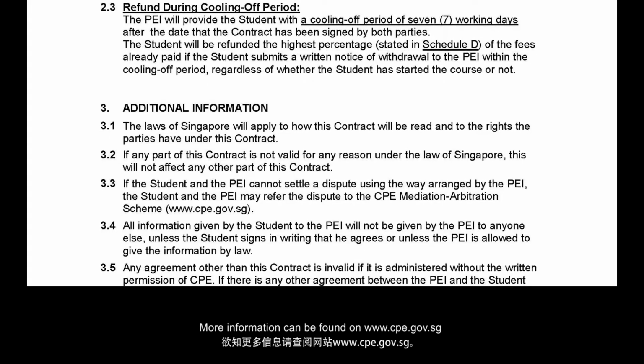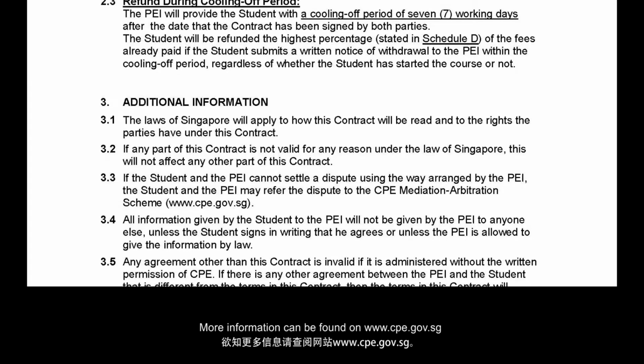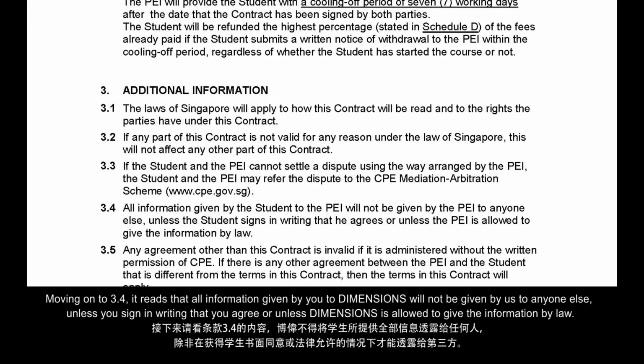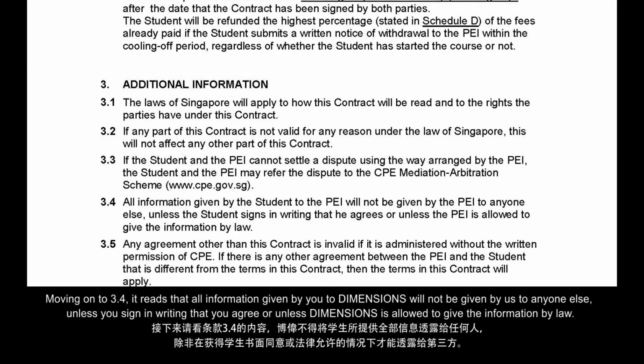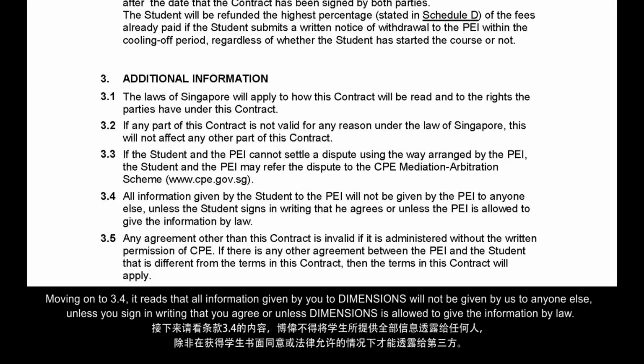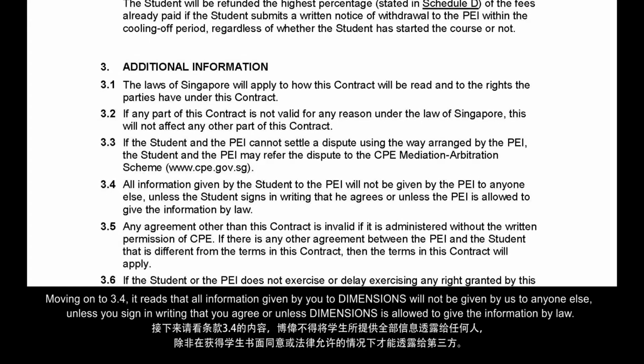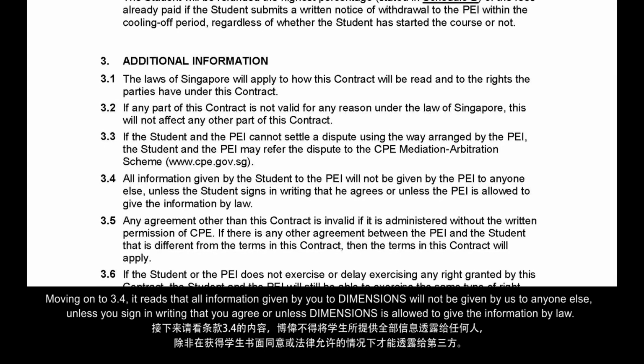More information can be found on www.cpe.gov.sg. Moving on to 3.4, it reads that all information given by you to Dimensions will not be given by us to anyone else, unless you sign in writing that you agree or unless Dimensions is allowed to give the information by law.